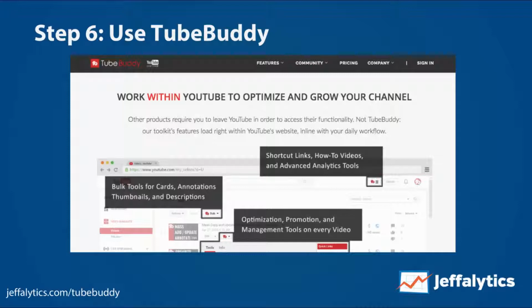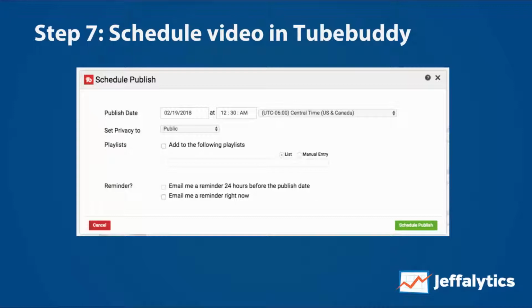Step 6, we use TubeBuddy, which is a suite of tools that allows us to schedule things into the future, optimize our tags, improve visibility, all kinds of awesome stuff around YouTube. We use TubeBuddy. You can get it at jeffalytics.com/TubeBuddy. Just a really cool way of keeping track of all your videos and making sure that they get delivered on time.